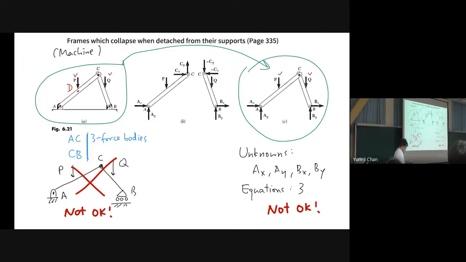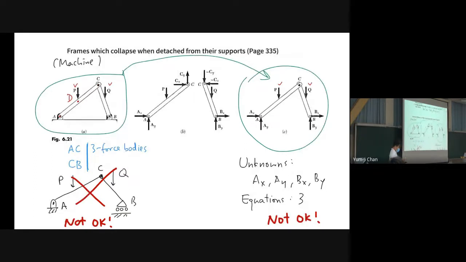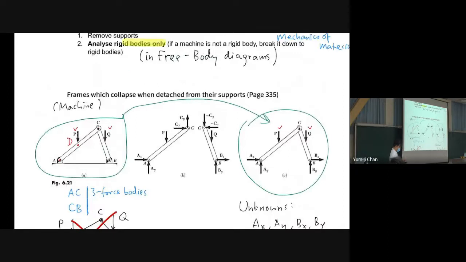The problem is that we need to draw free body diagrams for a rigid body. So is this a rigid body? No, it is not a rigid body, because this can rotate. So we need to draw free body diagrams for rigid bodies only. We count the number of unknowns and equations for rigid bodies only.